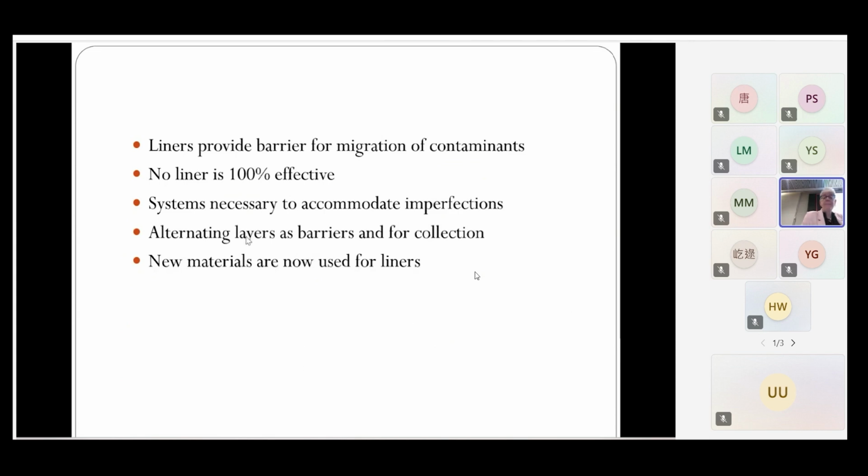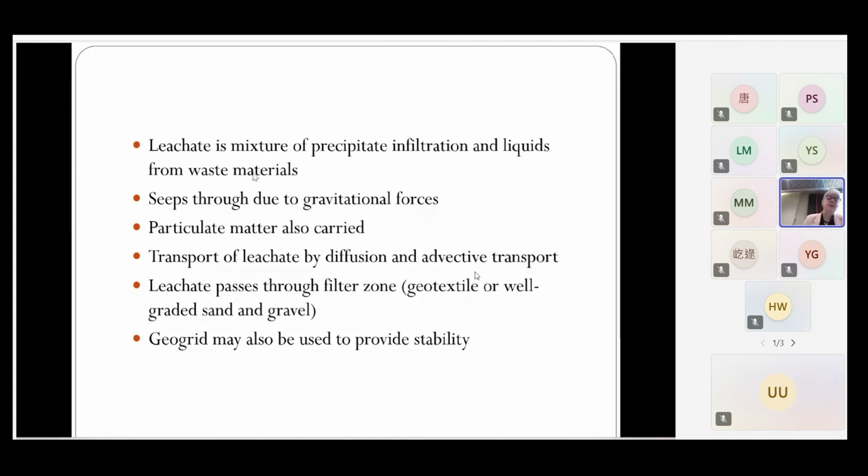There are all sorts of liners that are used. None of them are 100%. There will always be little perforations, so you have to have all sorts of backup systems to deal with these perforations. You have to deal with the leachates coming from the waste. These will pass through the filters, the geotextiles and membranes, due to advection because of the water coming through the landfill. You will also have some diffusion as well.